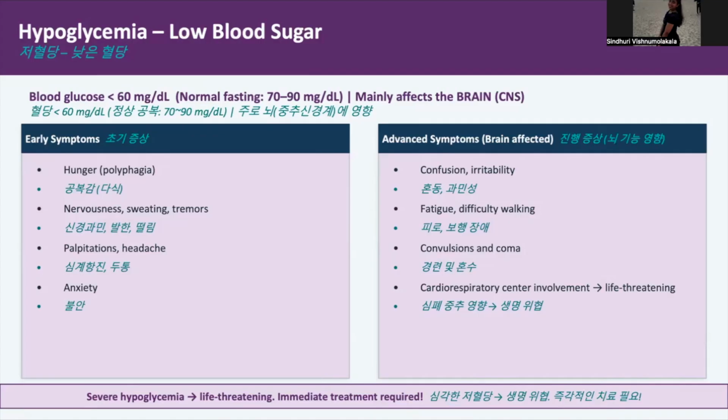Early symptoms: polyphagia, nervousness, sweating, tremors, palpitations, headache, anxiety. In the later stage: confusion, irritability, fatigue, difficulty walking, convulsions, coma, cardiorespiratory center involvement, which is life threatening. Severe hypoglycemia is life threatening, so immediate treatment is required.